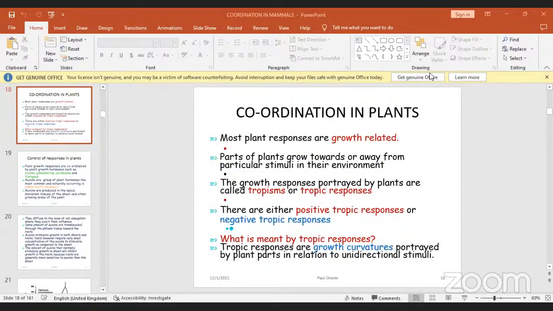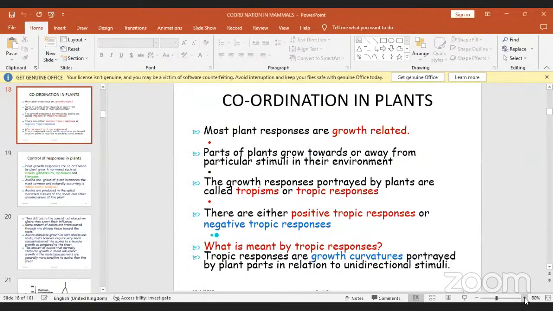So in this slide, I hope you're able to see. Are you seeing coordination in the plants? Some part there, yes. Lewins? Yes. The last part, yes.